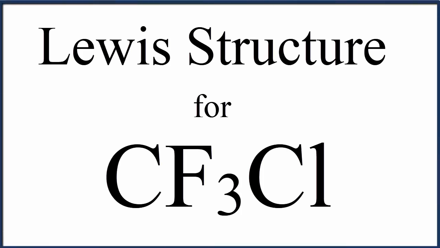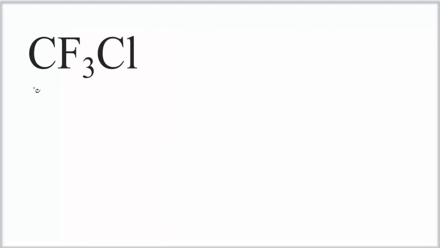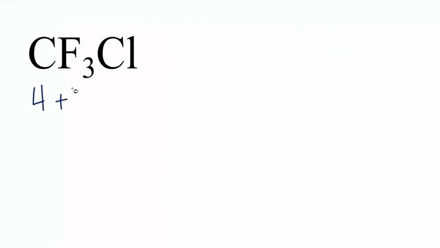To write the Lewis structure for CF3Cl, let's first count up the valence electrons. For carbon, we have 4, and then for fluorine, we have 7, but now we have these 3 fluorines. So we're going to multiply that 7 times 3 plus Cl, which is 7. So 4 plus 21 plus 7 equals 32 valence electrons for the CF3Cl Lewis structure.